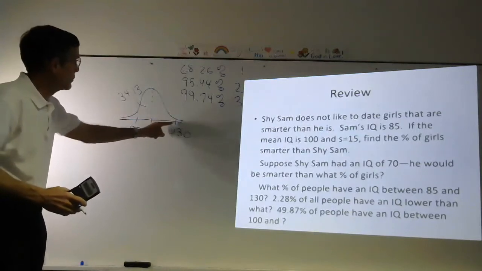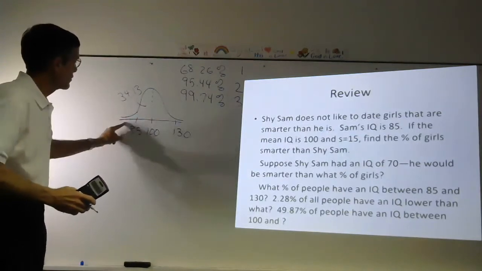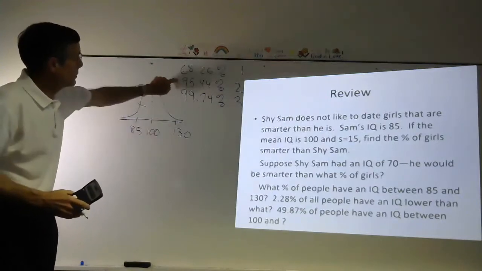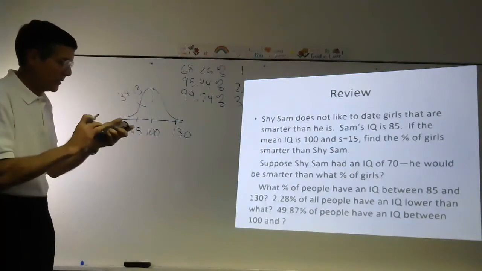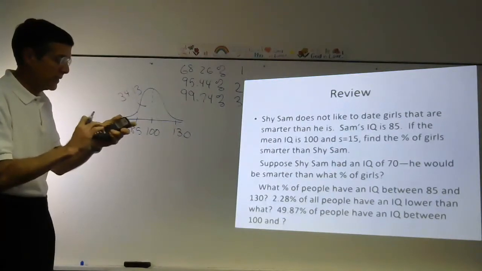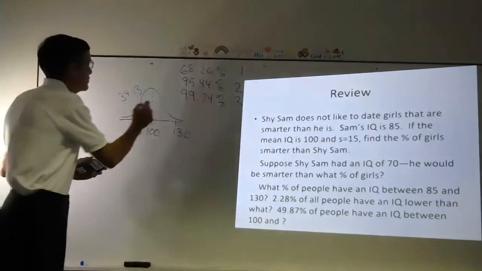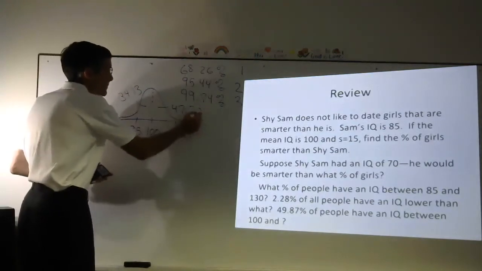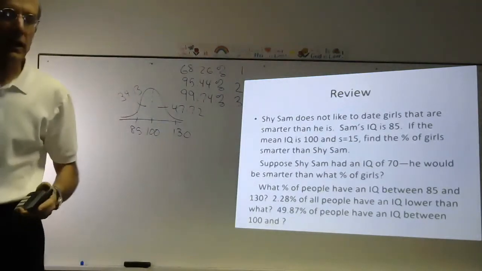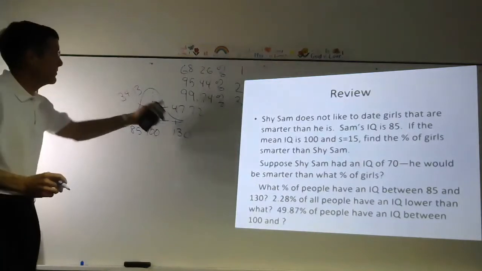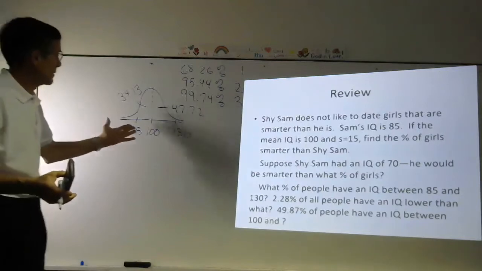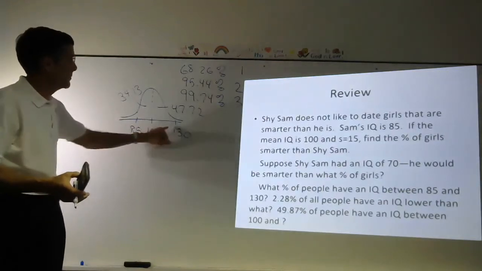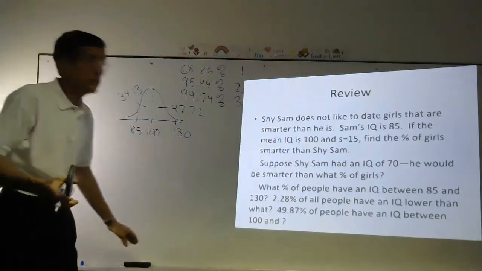So if you went 2 above and 2 below, down to 70 to 130, you'd have 95.44. We only want half of that. So 95.44 divided by 2 is 47.72. Okay? So now all you have to do is add those two together, and you will have the percentage of people that have an IQ between 85 and 130. Okay?